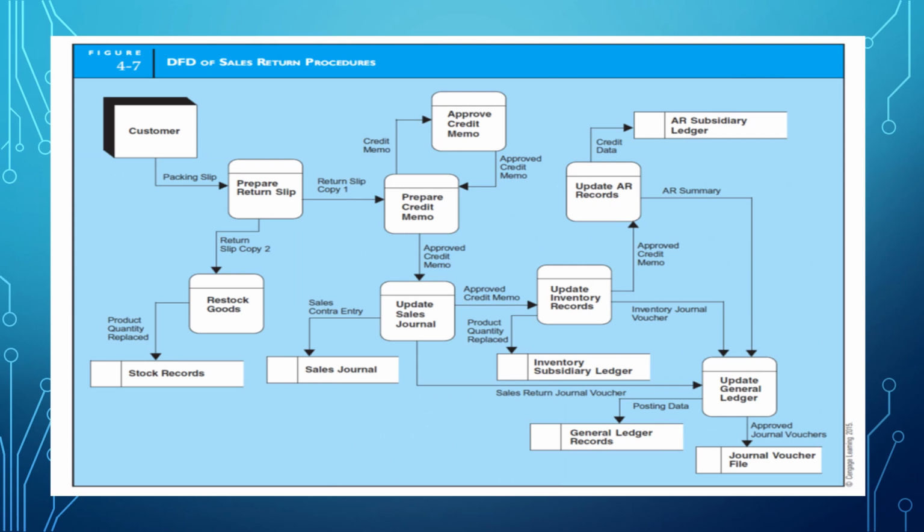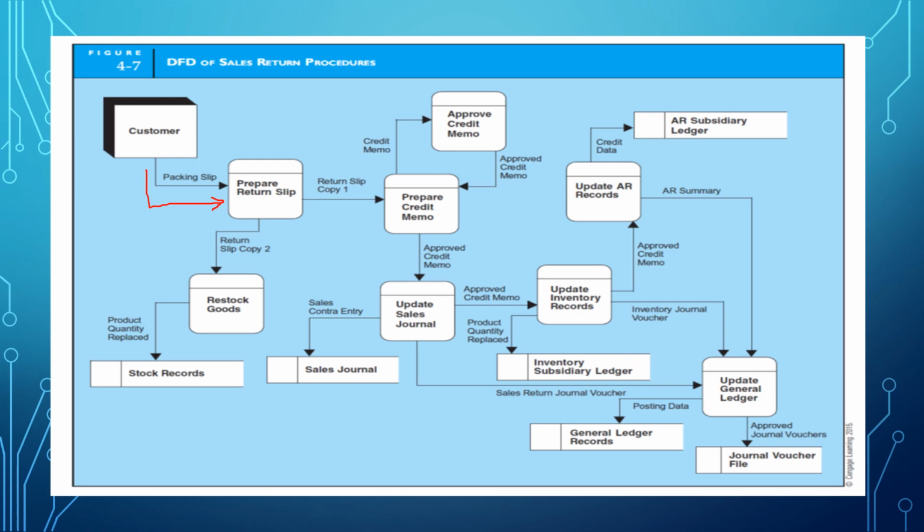Let's look into the DFD of the sales return procedures. Just now we explained it in detail in wording. So here we explain it on the flow. So imagine we received a return slip from the customer about items to be returned from the sales process. So we start the processing here, with the process of preparing a return slip.